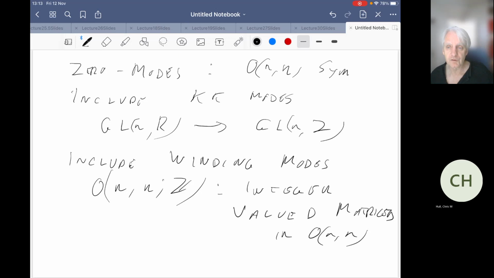So what this is showing is it's not showing that O(n,n;Z) is a symmetry. What it's showing is that if there is a symmetry, it will be at most O(n,n;Z), because the symmetry would have to be a symmetry of at least the zero mode part of the theory, the massless modes, of which the maximal symmetry is O(n,n), and then if we include the momentum modes and winding modes, the most it could be is the subgroup of that with integer valued matrices.